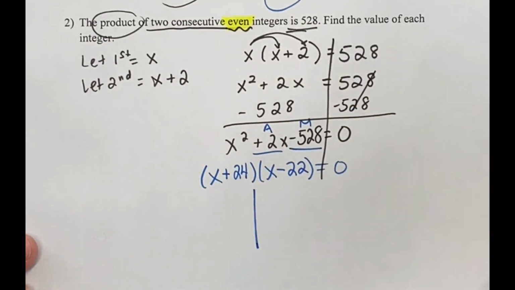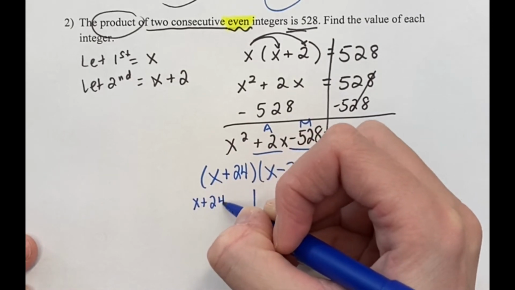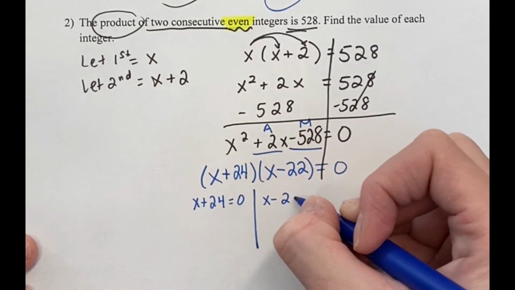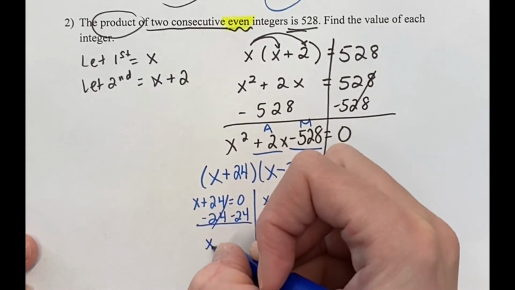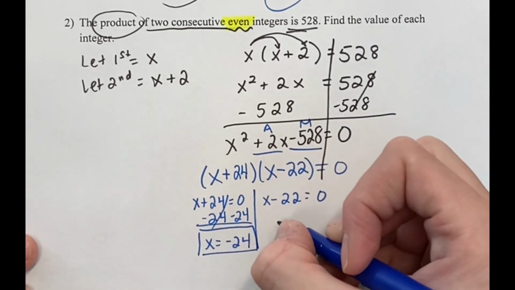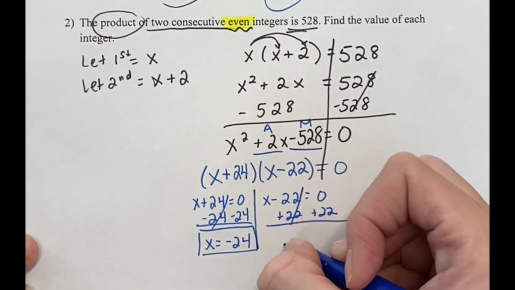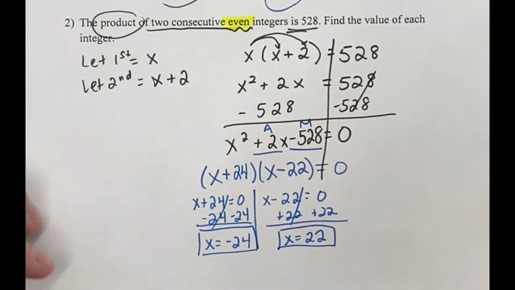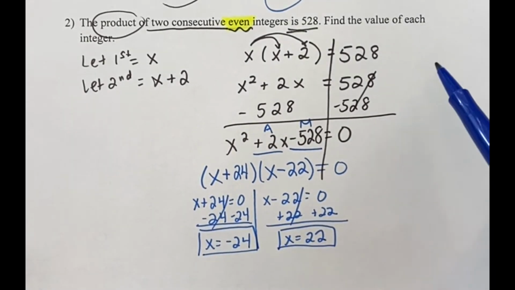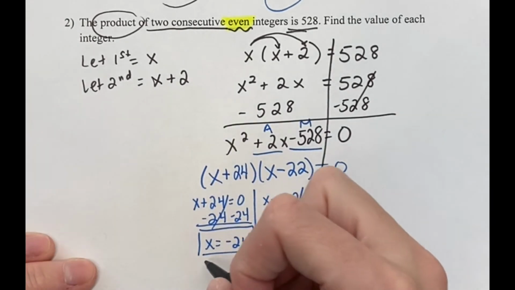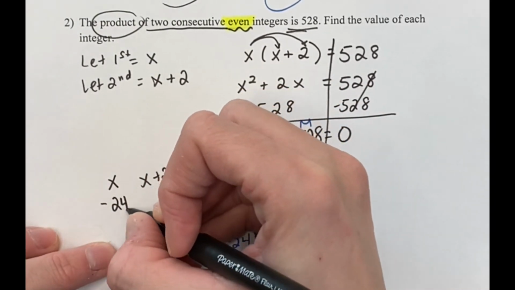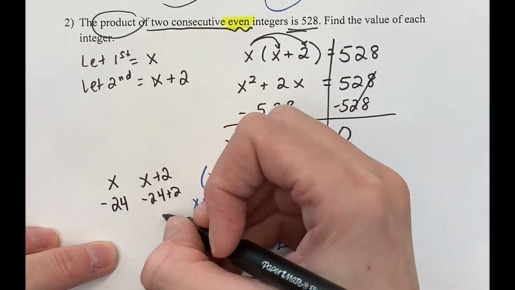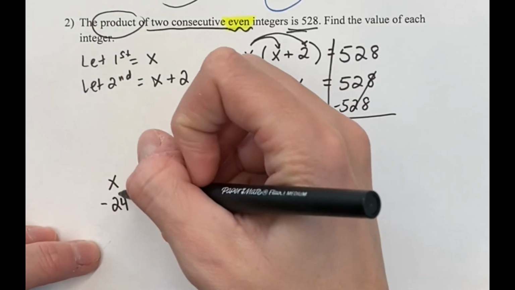Then we need to take each of these parentheses and set them equal to 0. So I have x plus 24 equals 0, and x minus 22 equals 0. Subtract 24 on both sides, and I get x equals negative 24. Add 22 on both sides, I get x equals 22. So now we're not finished. We need to find the value of each of these consecutive integers. So I need to use my let statements. I have x and x plus 2. If I know x equals negative 24, x plus 2 is negative 24 plus 2, or just negative 22.